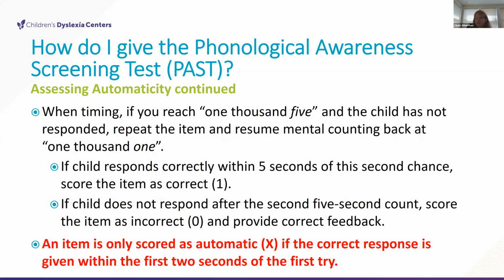So for example, if you look at Form A, the first item, D1, bookcase, you say to the child, say bookcase. The child says bookcase. Then you say bookcase, but don't say book. As soon as you say that, start counting 1001, 1002. And if you keep counting to 1005, you're going to repeat the item. Say bookcase to the child. So even if the child has the item correct the second time within 2 seconds, since you had to repeat the item, it's not counted as automatic. It's only counted as correct.